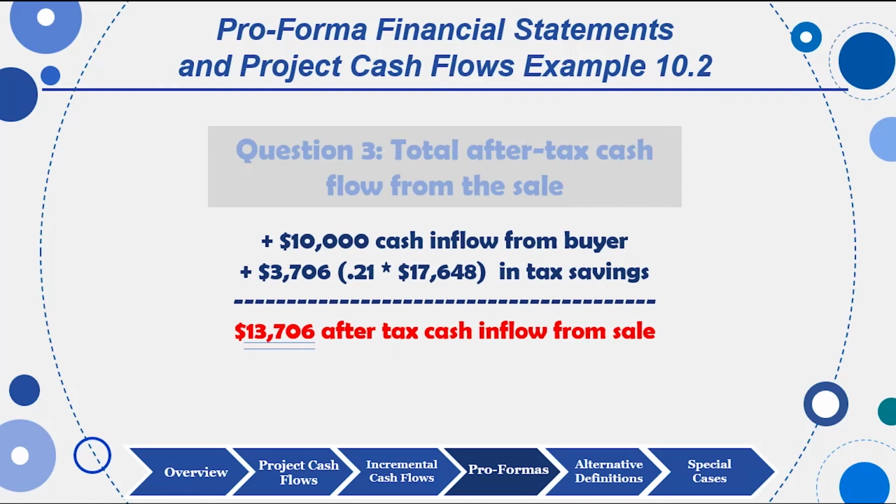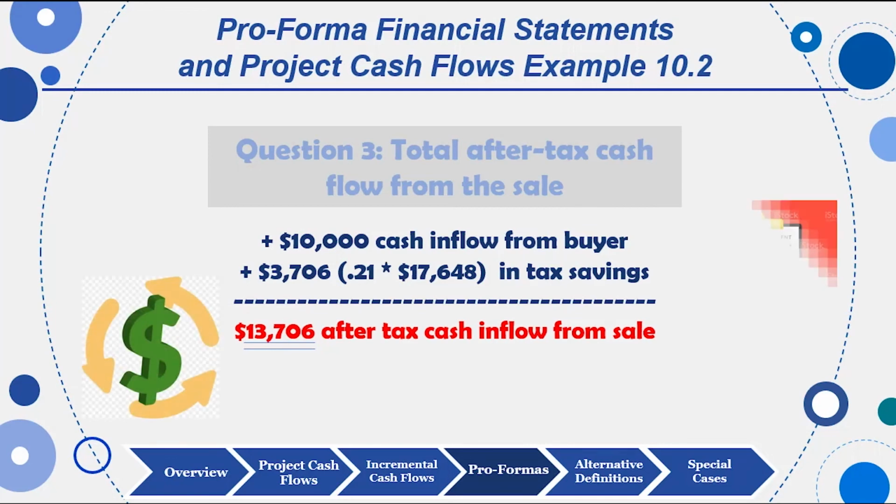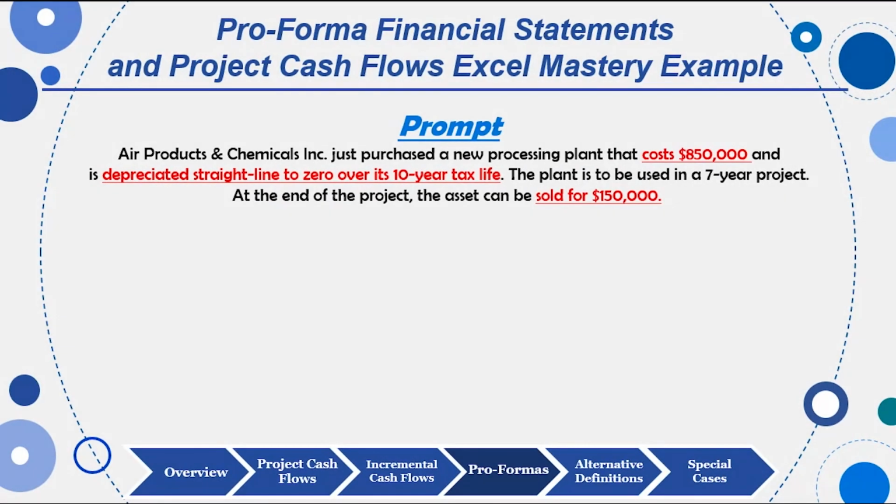sale. So your cash flow, again, we want to look at after-tax cash flows. The cash flow is $10,000 plus the $3,706 in tax savings. That's 21%, your tax rate, times the loss of $17,648, which is the delta between book value and market value. And I get a $13,706 after-tax cash flow. And that's the type of analysis we do on all these major capital investment projects. We're looking at relevant cash flows, we're looking at incremental cash flows, and we're looking at after-tax cash flow. So make sure you are thorough and complete in those analyses.